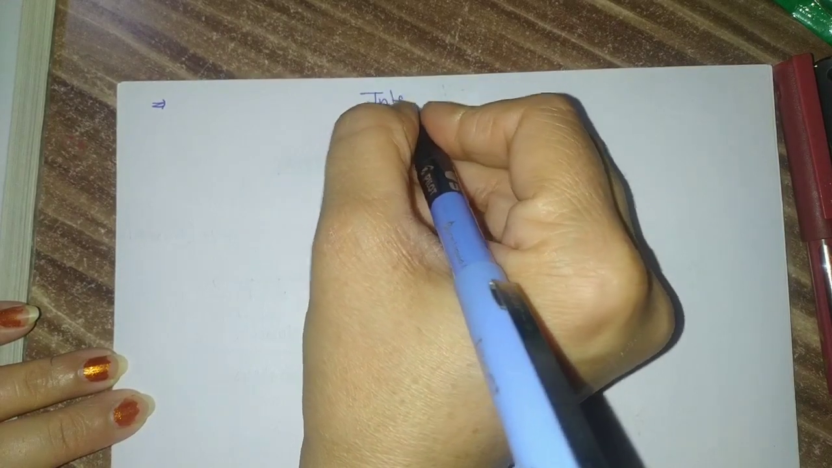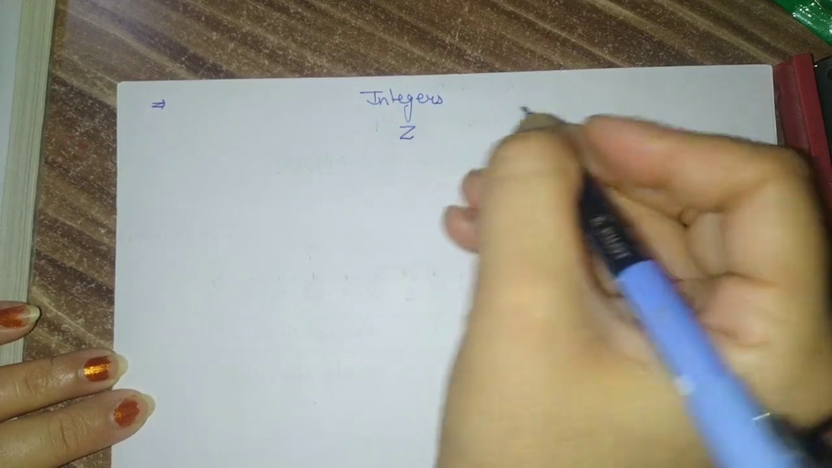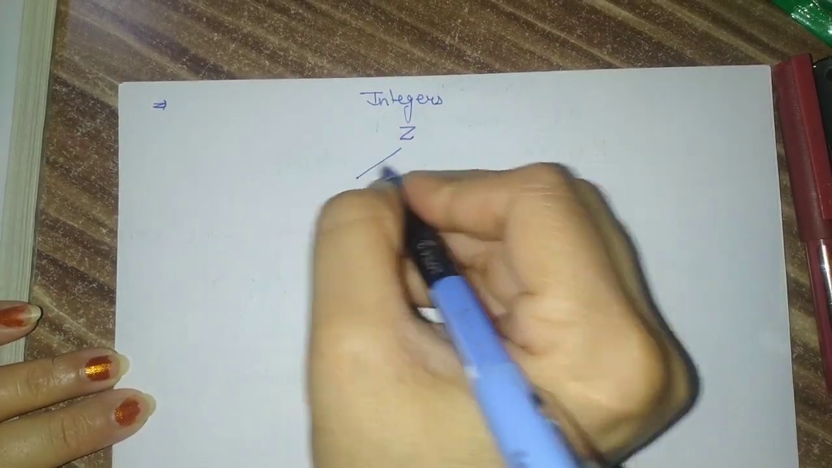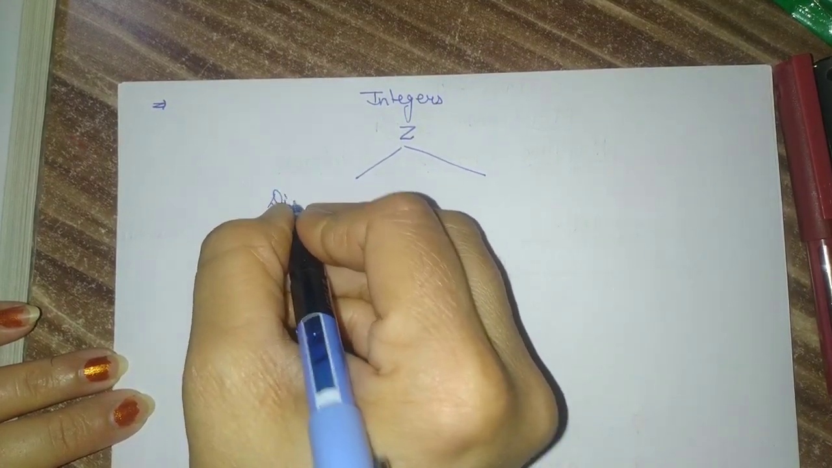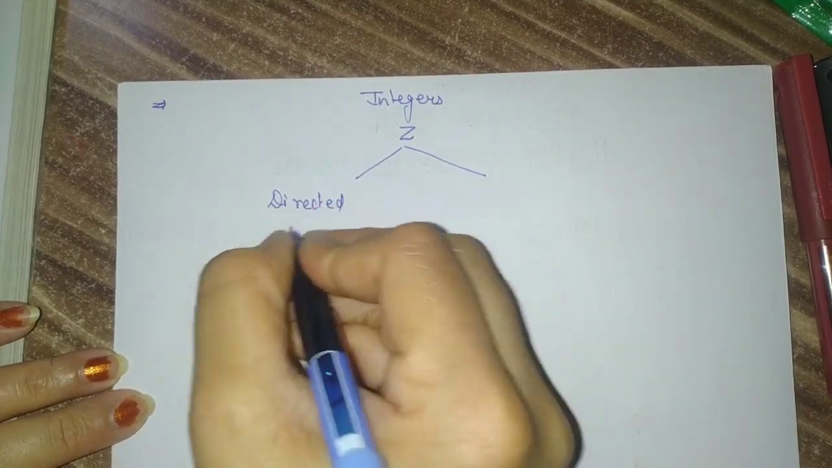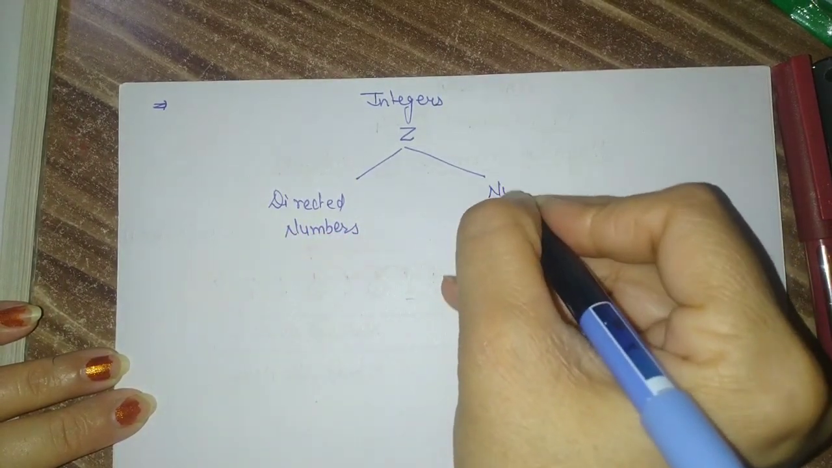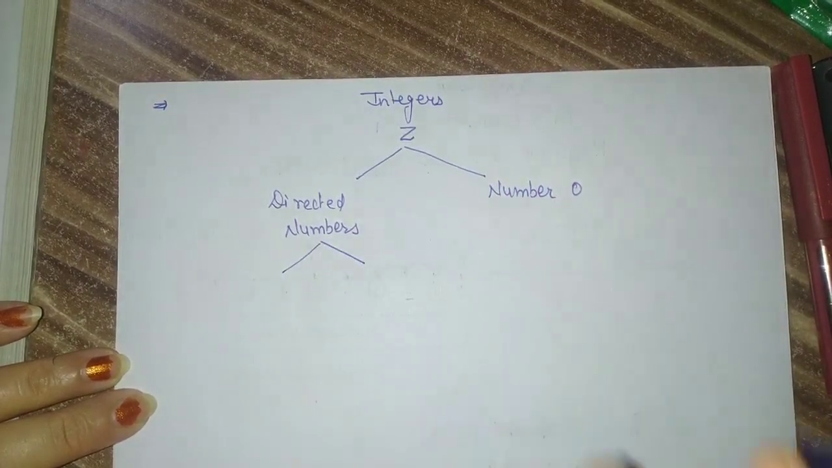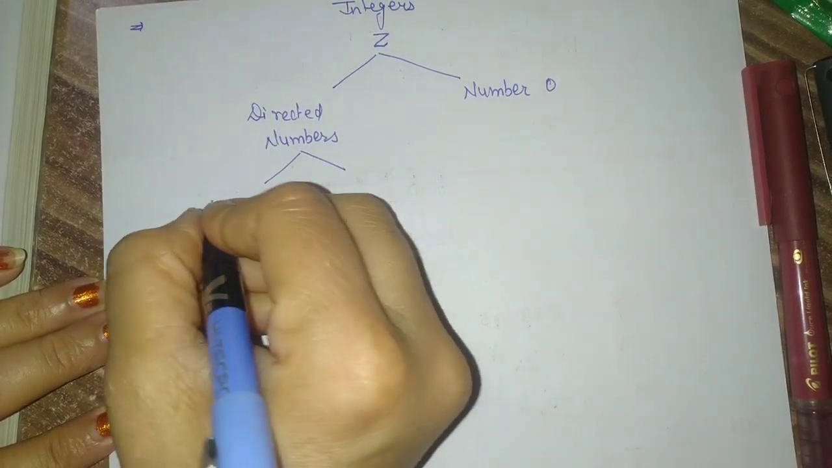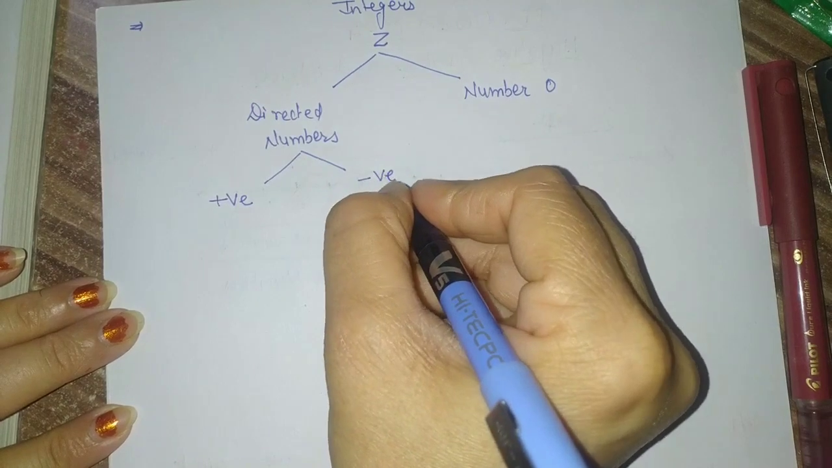So I repeat, integers. Integers are represented by the capital Z. Integers have the combination of two kinds of numbers. Which two? Directed numbers and number 0. Directed numbers can also be classified in two ways. First is positive numbers and the second is negative numbers.